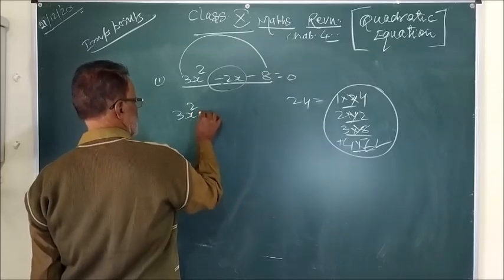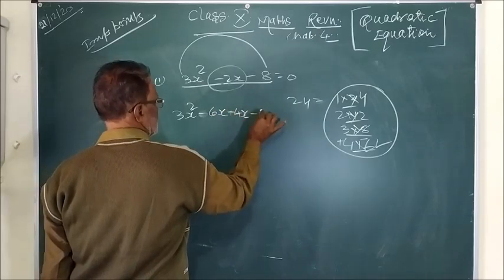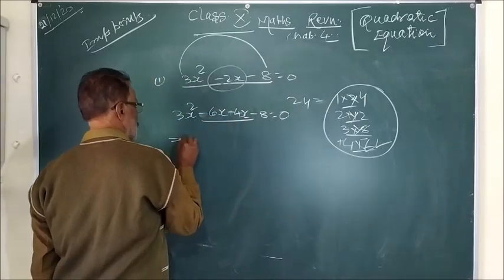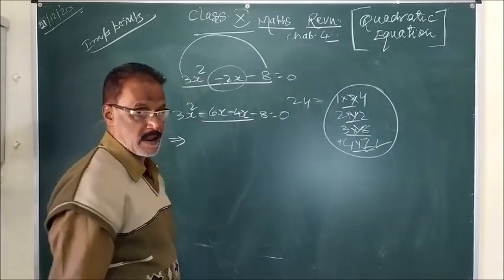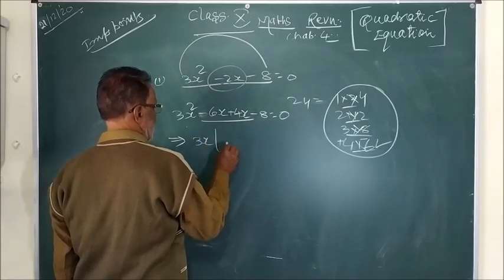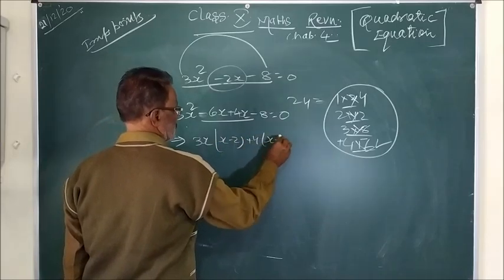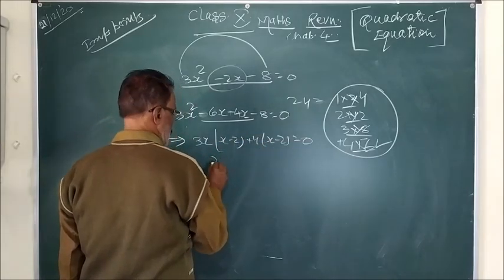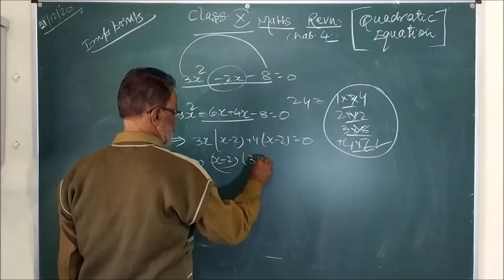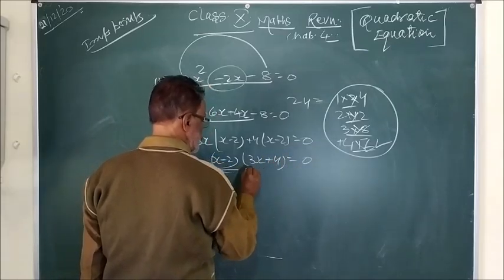इसमें हम आगे पीछे लिख सकते हैं, no problem, no difference, but this is the split of this. That is why this method is called splitting the middle term. In class 9 you must have studied. Now you take the common 3x, here will be x minus 2, there will be 4 comma x minus 2 is equal to 0, and this will be x minus 2, and this will be 3x plus 4. So these are the two factors. The product of these two factors is 0.